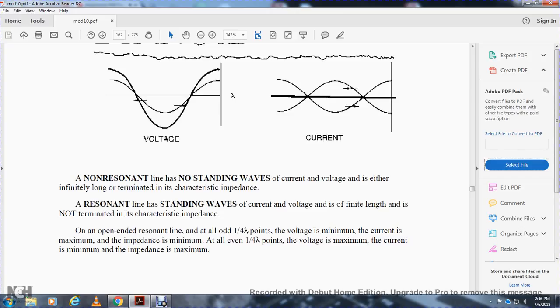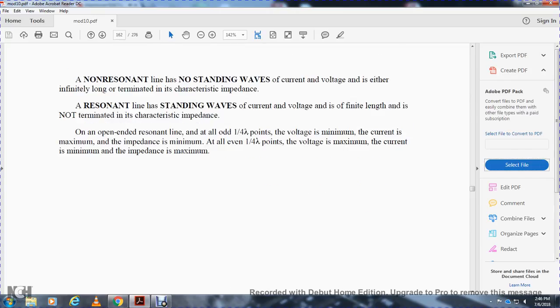On an open-ended resonant line, at all odd quarter-wave points the voltage is minimum, the current is maximum, and the impedance is minimum. At all even quarter-wave points the voltage is maximum, the current is minimum, and the impedance is maximum.